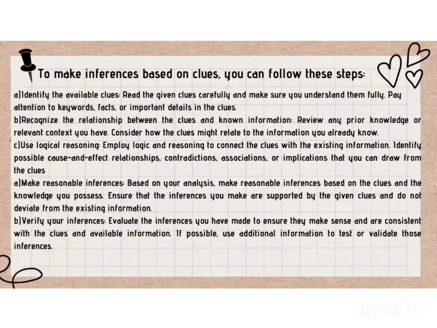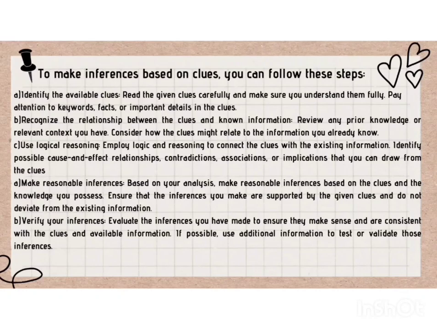To make inferences based on clues, you can follow these steps. First one, we have to identify the available clues. Read the given clues carefully and make sure you understand them fully. Pay attention to keywords, facts, or important details in the clues. In addition, recognize the relationship between the clues and known information. Review any prior knowledge or relevant context you have. Consider how the clues might relate to the information you already know.